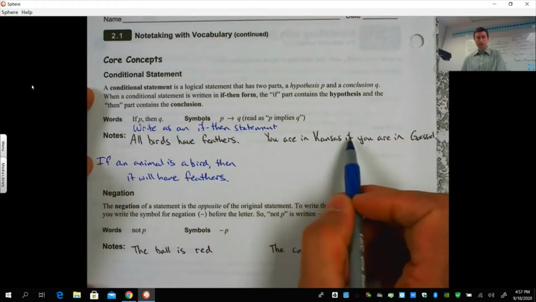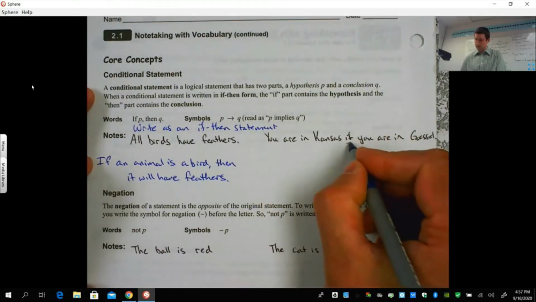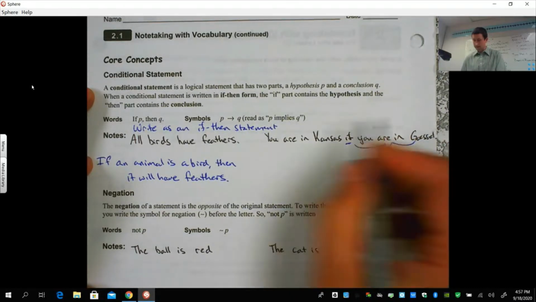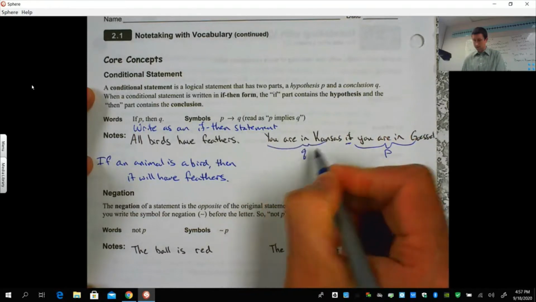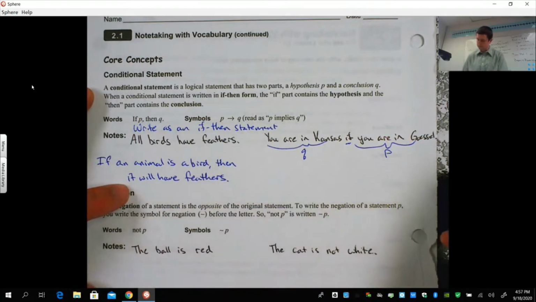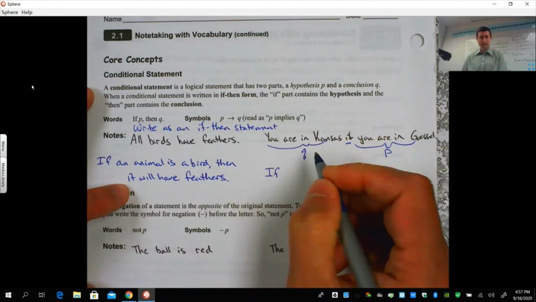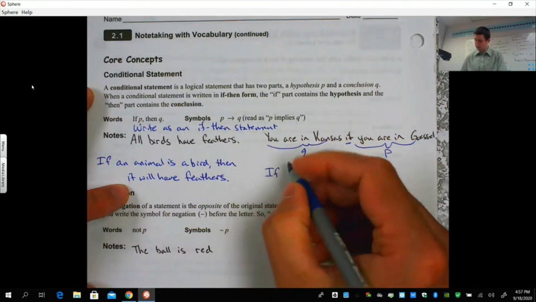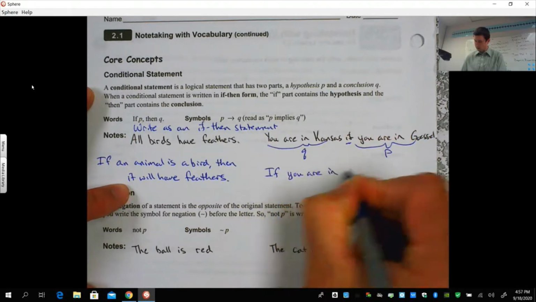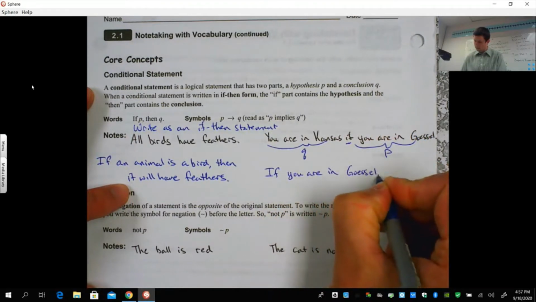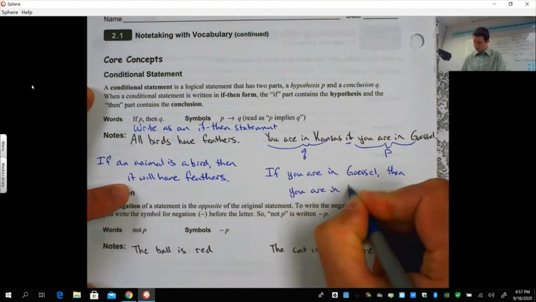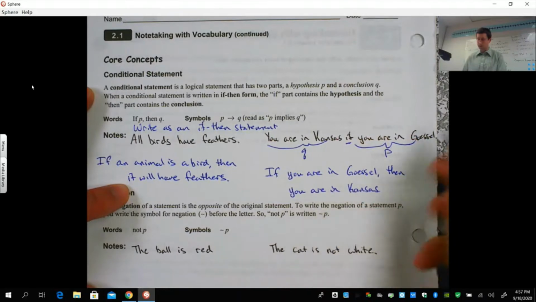You are in Kansas if you are in Gossel. Notice the if right there. This is the start of the hypothesis. So this is your hypothesis. This will be our conclusion, Q. Just like here, the animal is a bird, that's hypothesis. Conclusion is it will have feathers. So to write this as an if-then statement, we're just going to switch it around. If you are in Gossel, then you are in Kansas. We have put it into if-then form. If, then.